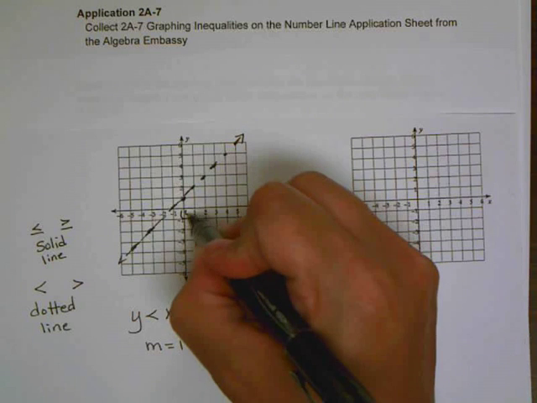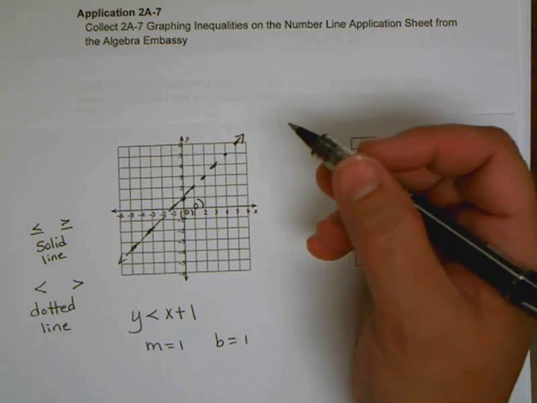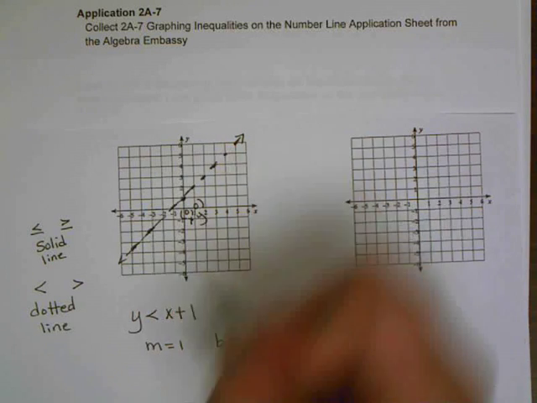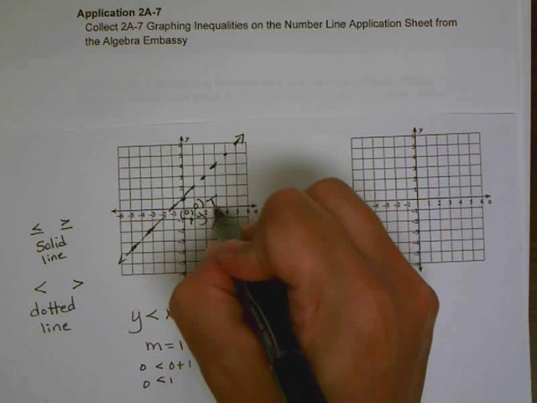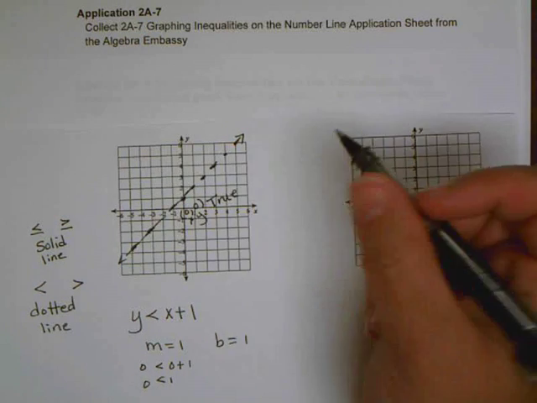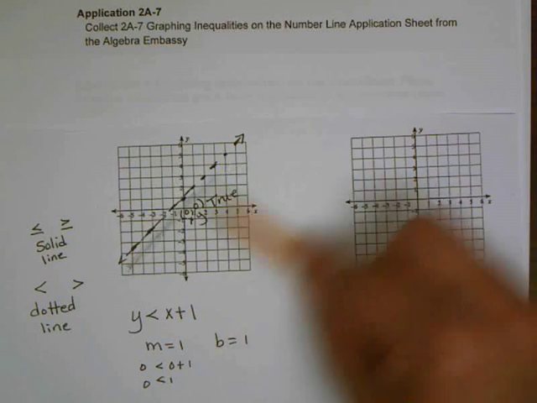One way to do this is to use a test point. So I'm going to use 0, 0. I can definitely tell that 0, 0 is not on my line. X is 0 and y is 0. Plug it in: 0 plus 1. 0 is less than 1. Now, if that point's true and I've graphed my line correctly, then everything on this side should also be true.